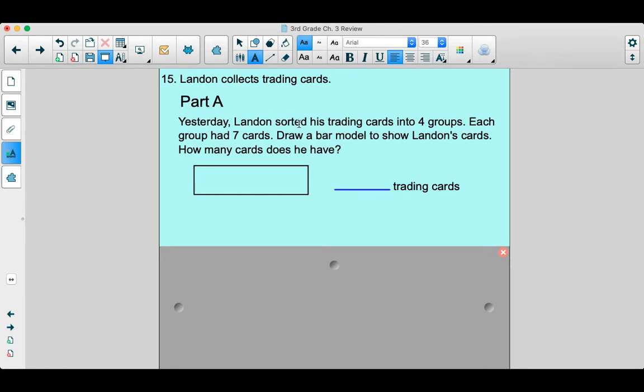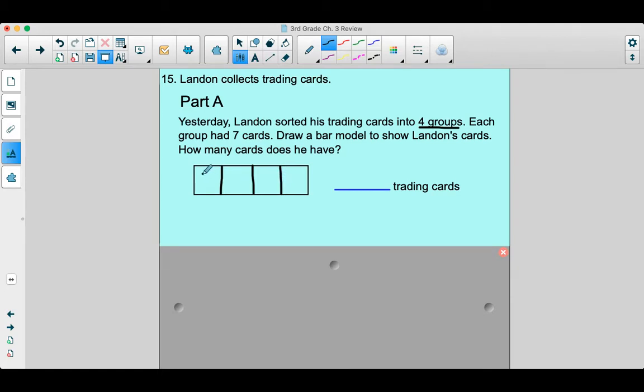So, yesterday, Landon sorted his trading cards into four equal groups. So, four groups. All right. So, that's important to know. Four groups. Now, remember, in my bar model, I'm actually going to use that to represent my groups this time. So, I'm going to split this into four groups. I'm going to start first by splitting it in half. And then I split each half in half. That way, I know I'm going to get four equal pieces.